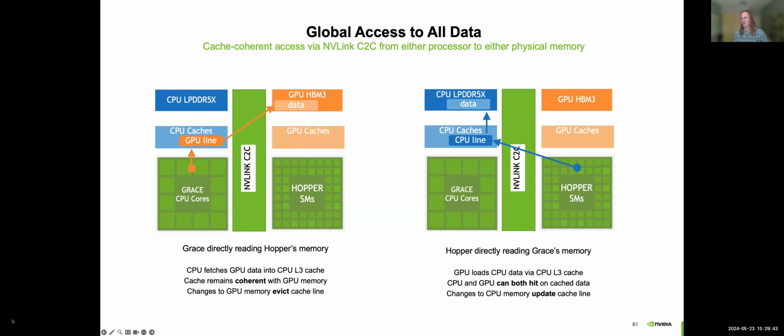A nice effect of this is that if you have a GPU thread that accesses CPU data, and you have a CPU thread that accesses the same data, that data is already in the CPU cache. So you get good performance from codes that are ping-ponging between CPU and GPU on the same data resident in CPU memory.